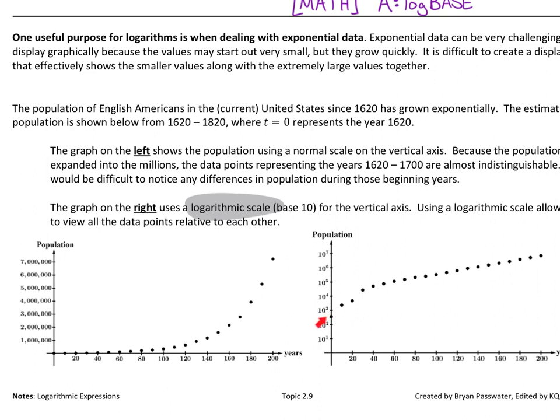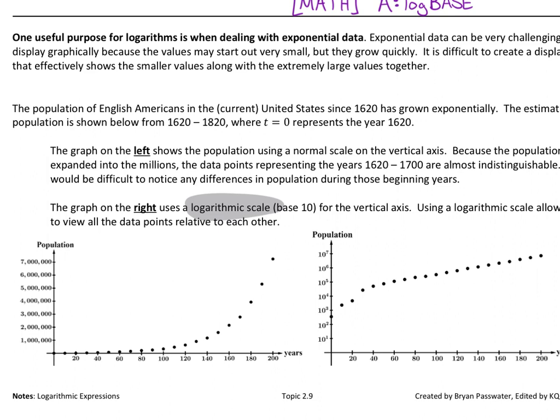So the difference here in this log scale is that I get to see this information much easier than when I see it here, because this doesn't look like anything. Looks like there's one person living in the United States. Not true. So we're going to continue to work with these log scales throughout this unit.